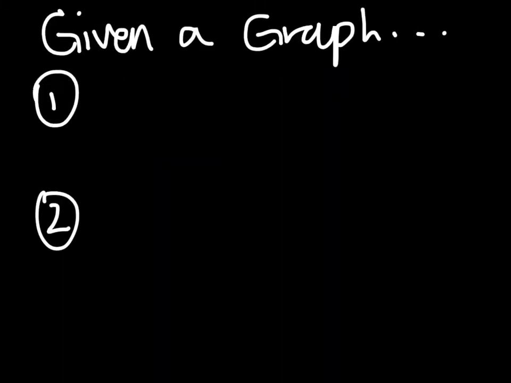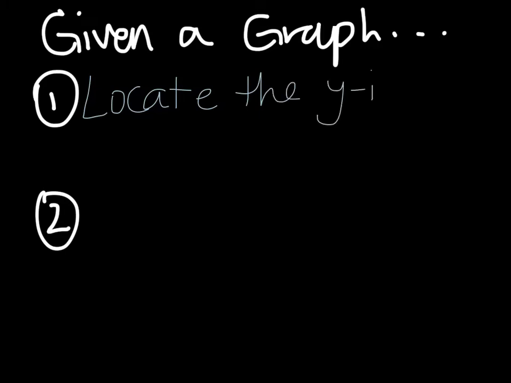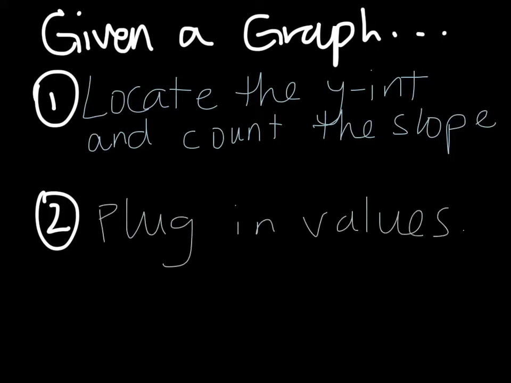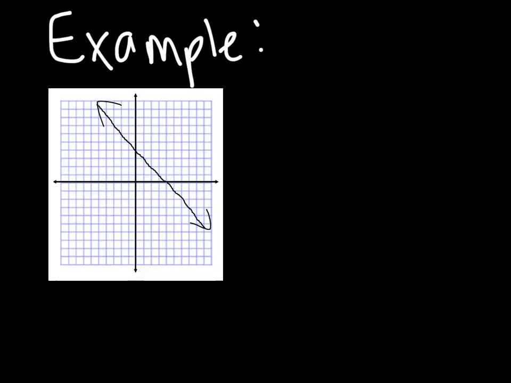Now if we're given a graph, we have to do a little bit more. We need to look at our graph and we need to locate the y-intercept, and we need to count the slope. So we count the rise over the run, and then we do just what we did before. We plug in the values. So let's look at an example. I apologize for my shaky line, but it should be close to what yours is on your graph.